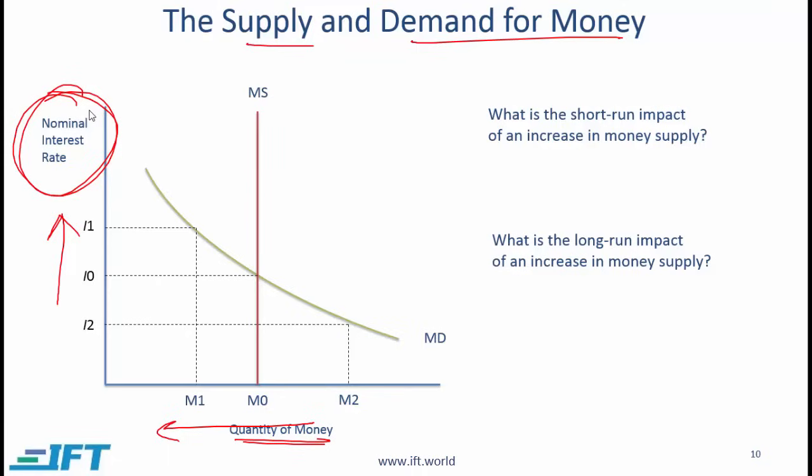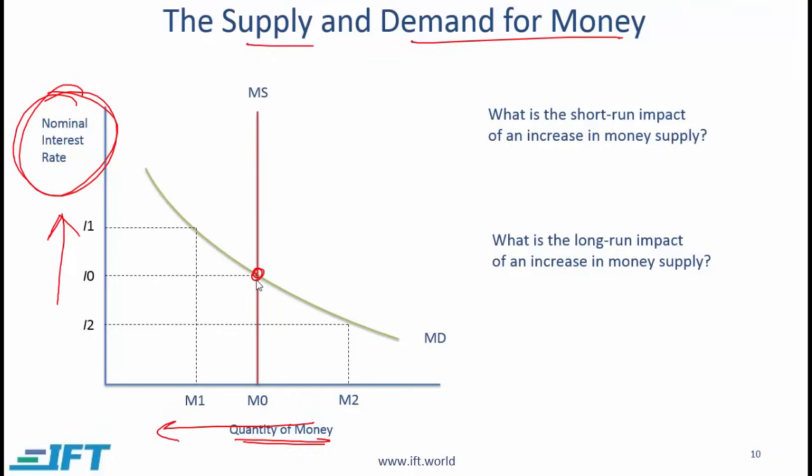When we are getting better returns on stocks and bonds, then our demand for money will be less. That's why this is a downward sloping curve. The equilibrium interest rate is based on the intersection of supply and demand.